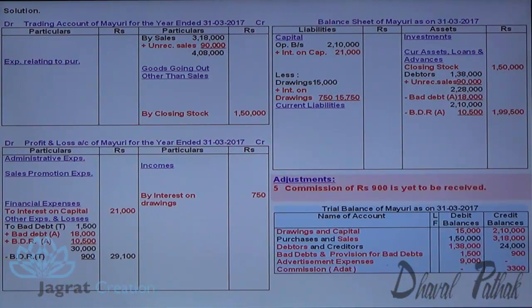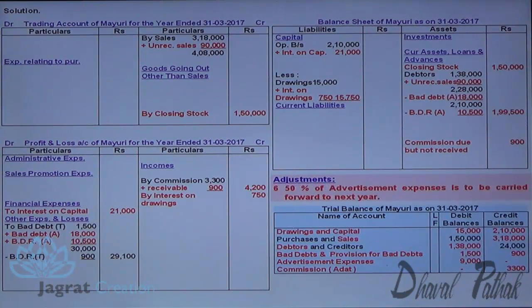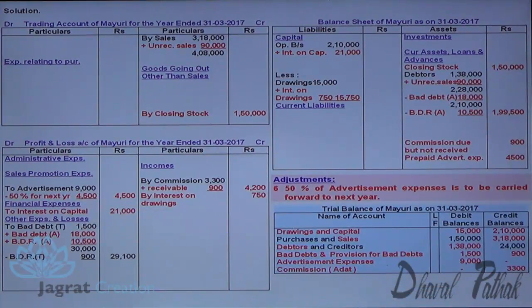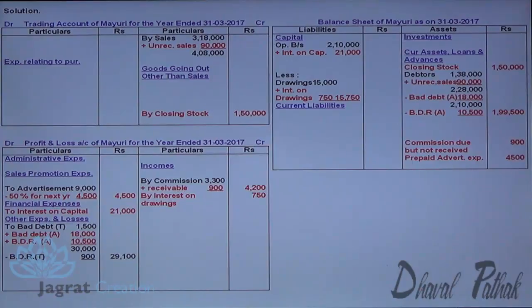Next adjustment. Commission 900 yet to be received. Commission already received is 3,300. The 900 is receivable; the amount receivable will appear on the balance sheet asset side. Commission due but not received. Now 50% of the advertisement expense is to be carried forward. So 9,000 is the expense. Out of that, 50% is carried forward, meaning prepaid. Prepaid expense will appear on the balance sheet asset side. This is how adjustments are considered.